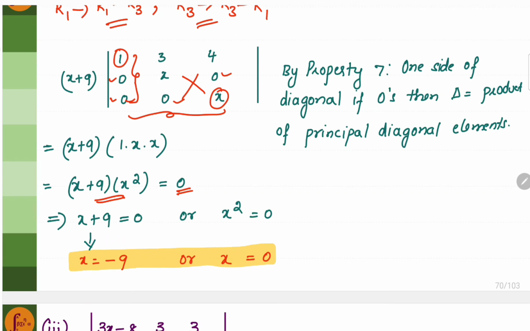Now when you equate, you will have to split this. X plus 9 is equal to 0, and x square is equal to 0. You have to split like this. So X plus 9 equal to 0 means x is equal to minus 9. And x square equal to 0 means x is equal to 0. So you have two values for x. We have figured out the values for x, so we have solved this particular problem.